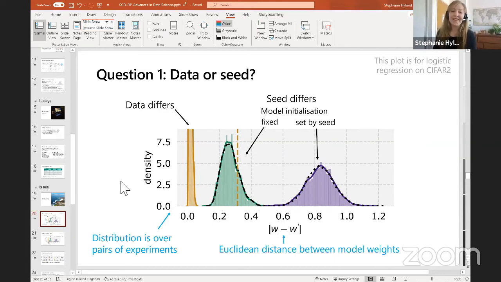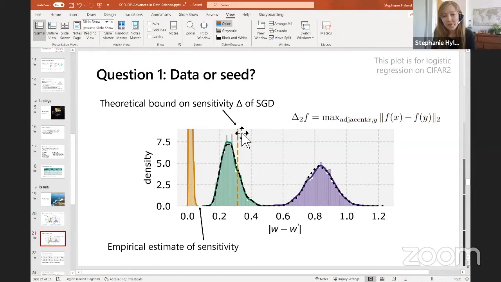What we can see immediately is, and sorry, what I'm actually plotting is the L2 distance between the model weights. So this is like our notion of sensitivity when we change the data. What we see immediately is that when we change the data but fix the seed, the difference in our model weights is much smaller than what happens when we change the seed, which is roughly what our initial intuition was, but we really wanted to formalize this. A second point is that we have this gold vertical bar here, which is actually the theoretical bound on the sensitivity to dataset perturbations for convex functions like what we have in logistic regression.